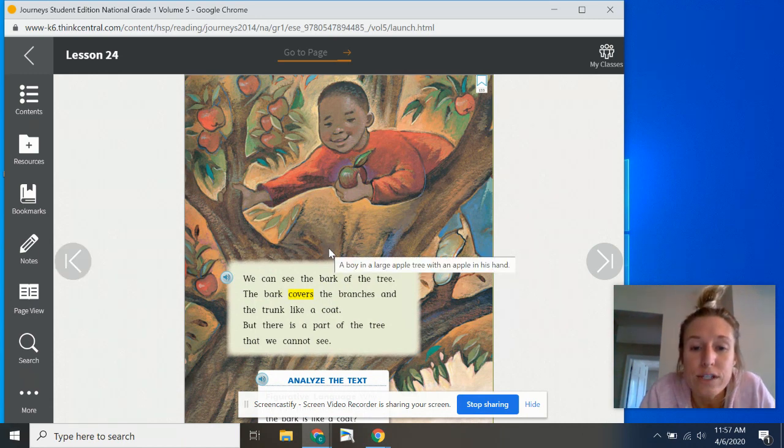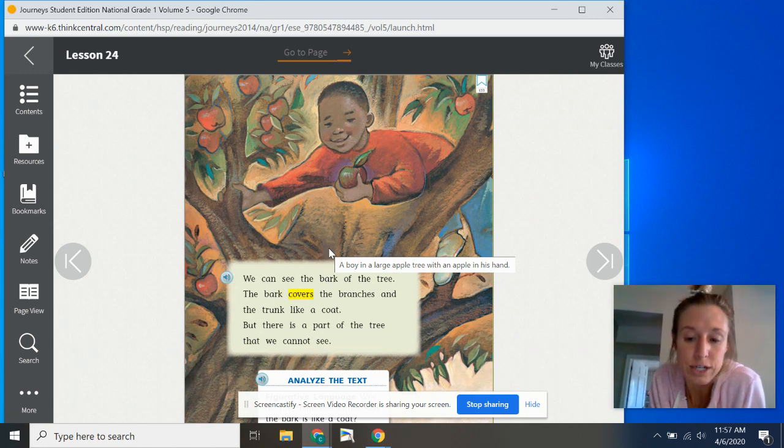Bark covers the branches and trunk like a coat. What do you think that means? Do you see and notice that part of figurative speech? Does a tree wear a coat? No. But it talks about that because that's something easy for us to think about. The bark covers the tree like a coat. So I hope you noticed that part of figurative speech.